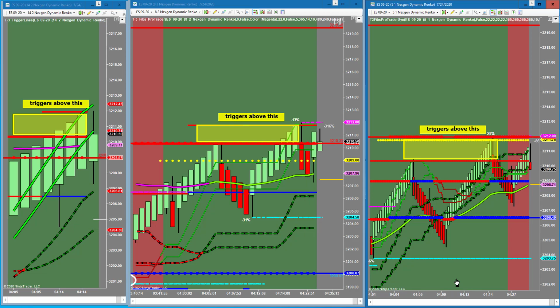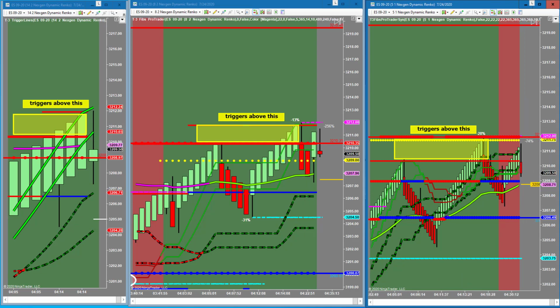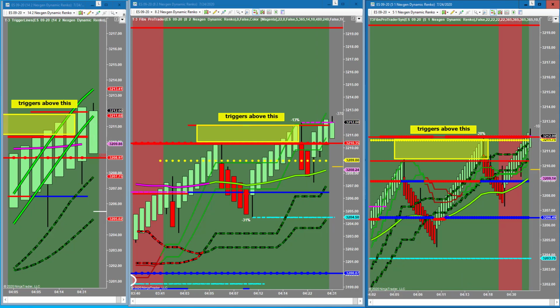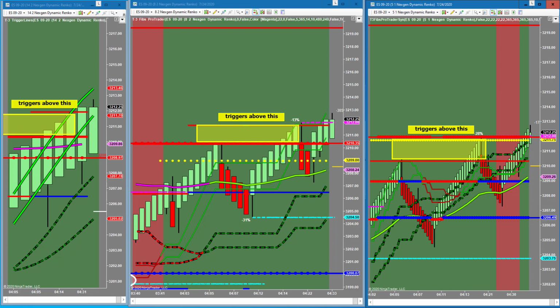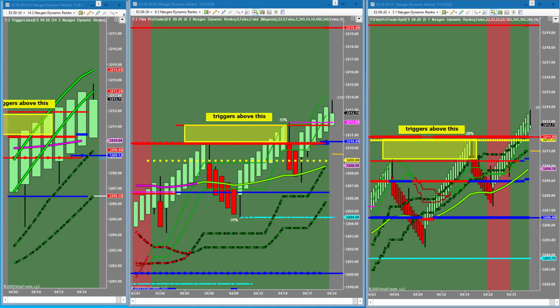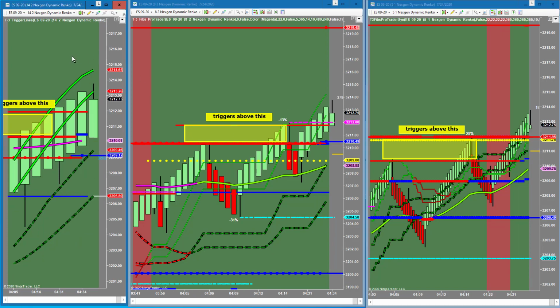So, see how we've done this? Pretty straightforward, right? Just, we get above that area. Triggers get above it. And you can see they're starting. There we go. See that? Now there's no doubt. See how they're above?